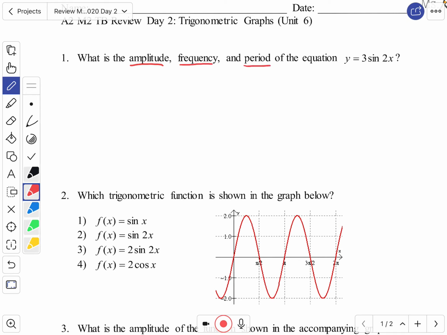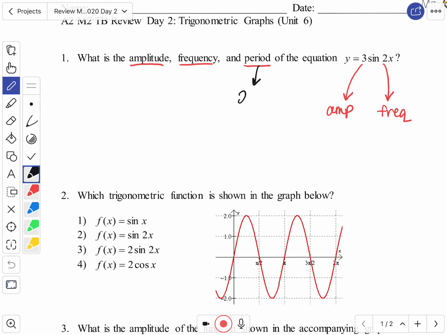So the amplitude is the height of your function, and it's always the first number that you see in the equation. So in this case, the amplitude is 3. Your frequency is always the number that comes after the sine or cosine, but it doesn't include the variable. And your frequency represents how many curves you see to 2 pi. So in this case, your frequency is 2.